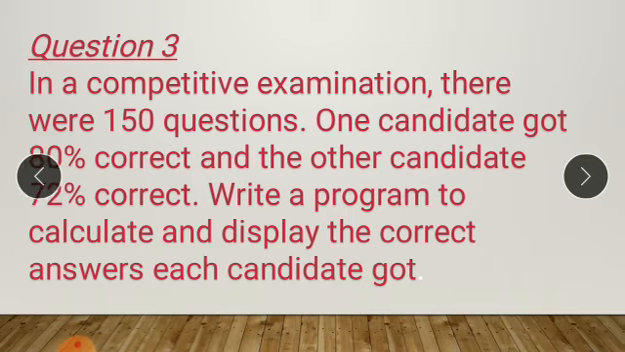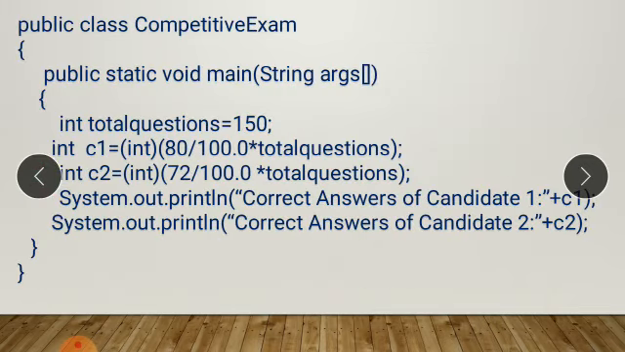For this, we have to write public class CompetitiveExam. I have taken the class name, public static void main. This is the main method, and inside the main method, first we have to declare our variables. Here, for storing the total number of questions, I have used a variable totalQuestions, and it is of type int, and it is assigned the value 150.